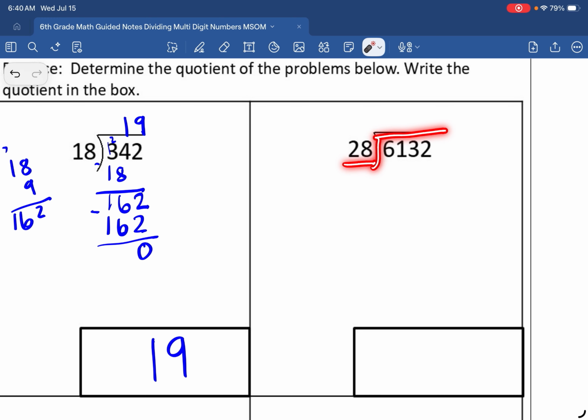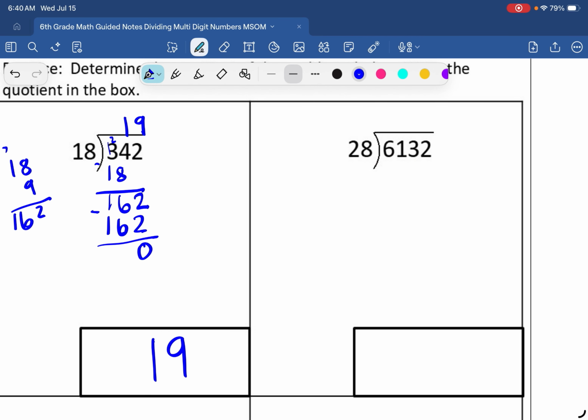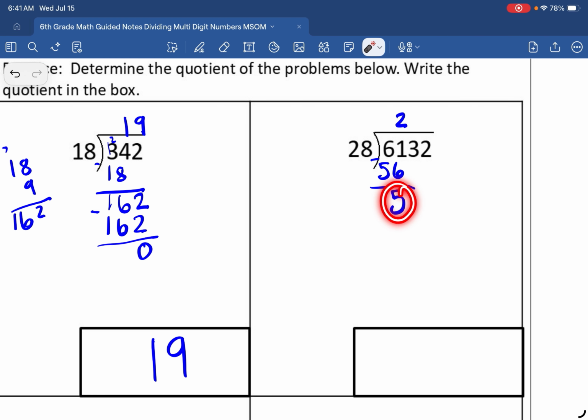6,132 divided by 28. 28 will not go into 6, but it will go into 61. Let's estimate here. 28, I can round to 30. 61, I'm going to round to 60. 30 goes into 60 twice. I'm going to try twice and see what happens. 28 times 2 is 56. 61 minus 56 is 5. And 5 is less than 28 and greater than 0, so that works.